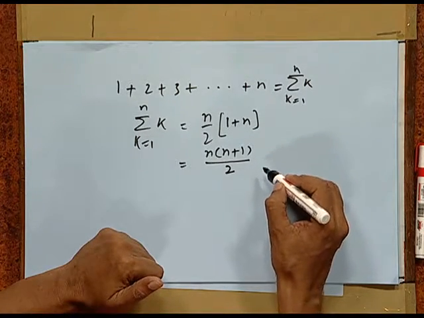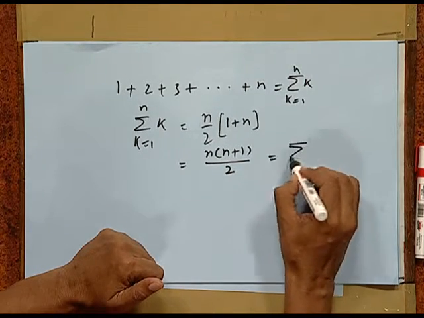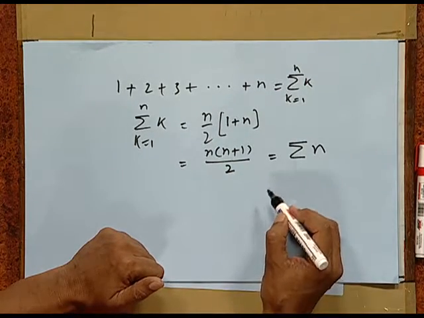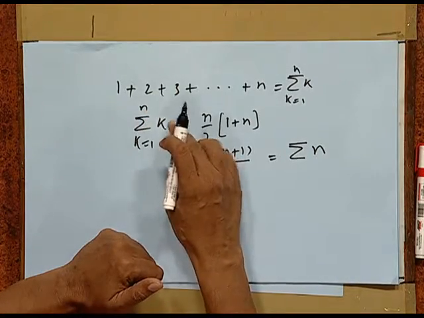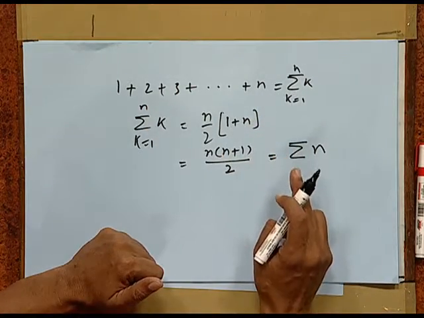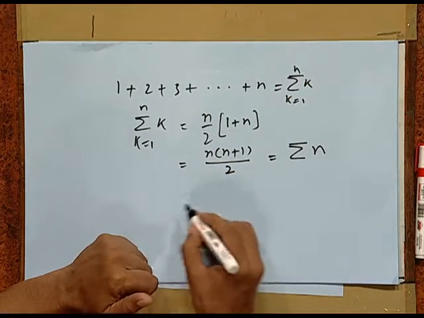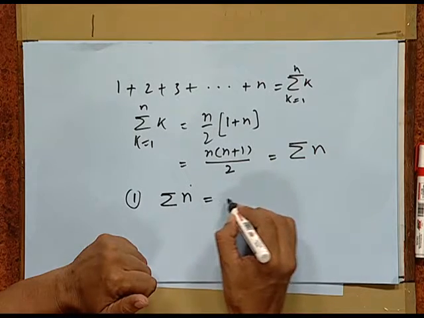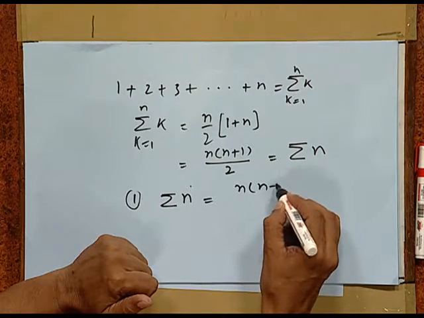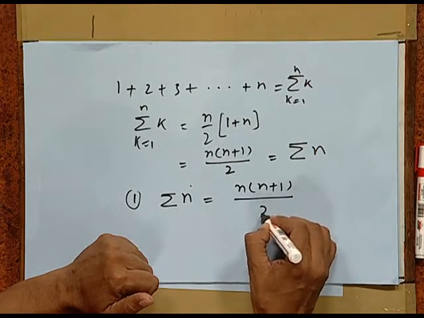Sometimes we can write, without confusion, sigma n only. So, sigma n also means sigma k, k is 1 to n, that is 1 plus 2 up to n. So, we have our first formula today: sigma n is equal to n times n plus 1 by 2, that is the sum of the first n natural numbers.